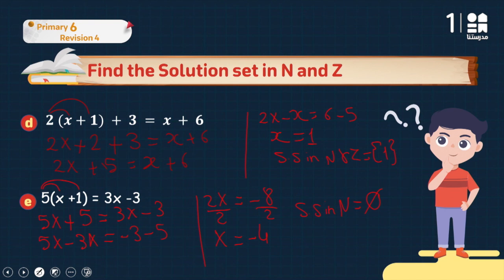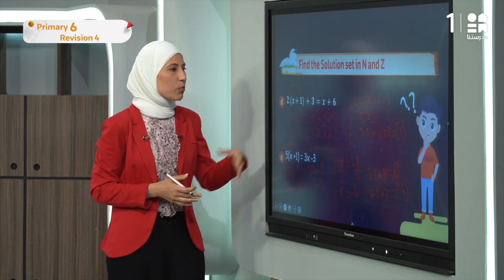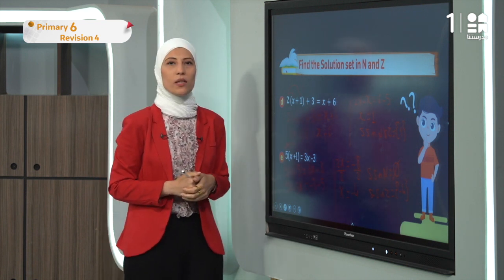Why phi? Again, because I don't have negatives in N. What about the Z? Solution set in Z equal negative 4 of course. Yes, and write it inside braces. I think it's too easy and too clear now when we answer two examples with the same idea.